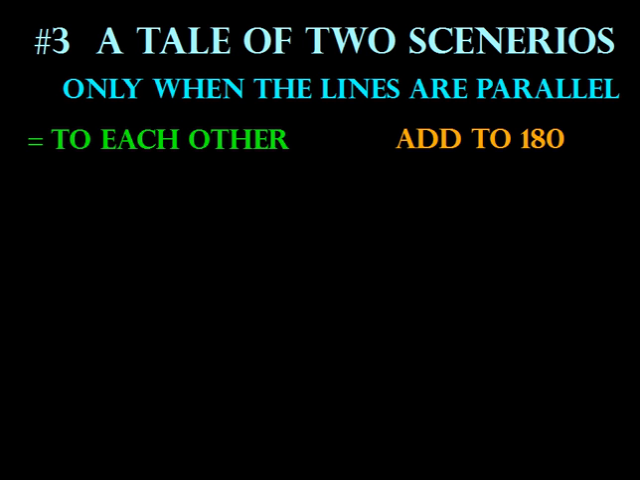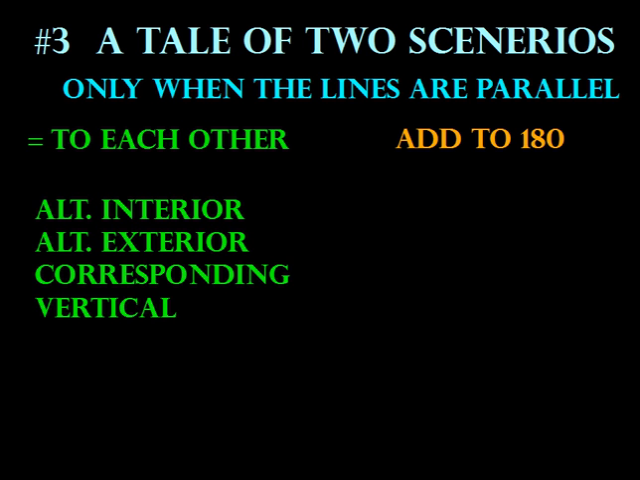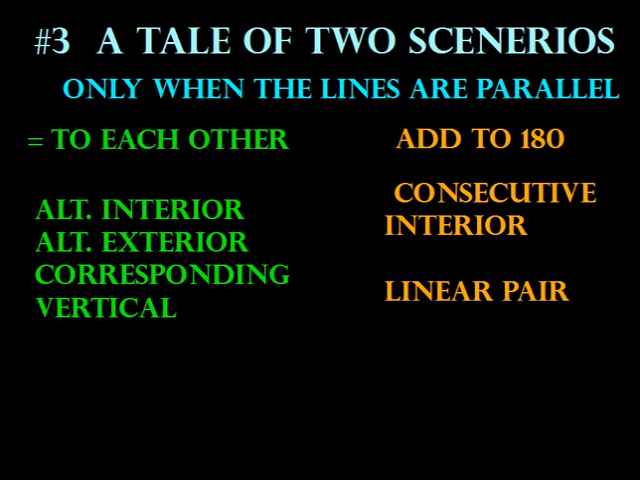The items are going to equal each other if we have alternate interior angles, alternate exterior angles, corresponding angles, or vertical angles. They are going to add up and equal 180 degrees if we have consecutive interior angles or a linear pair. Please remember that this only happens if the lines are parallel.